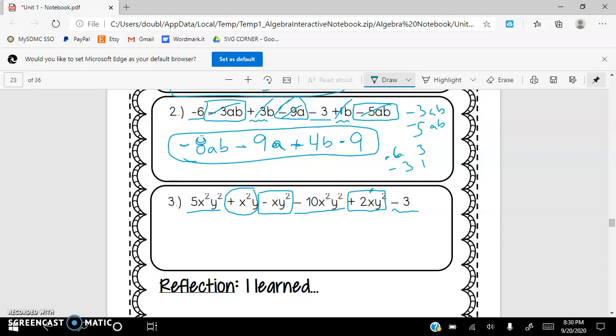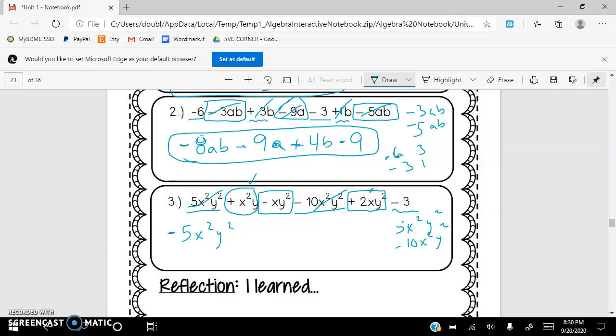So the first one I have is 5x squared y squared minus 10x squared y squared. So 5 minus 10, 10 being the larger number, I'm going to keep that sign. And then I'm going to say, what's 10 minus 5? That's going to give me a negative 5x squared y squared. So let me go ahead and cross them out.